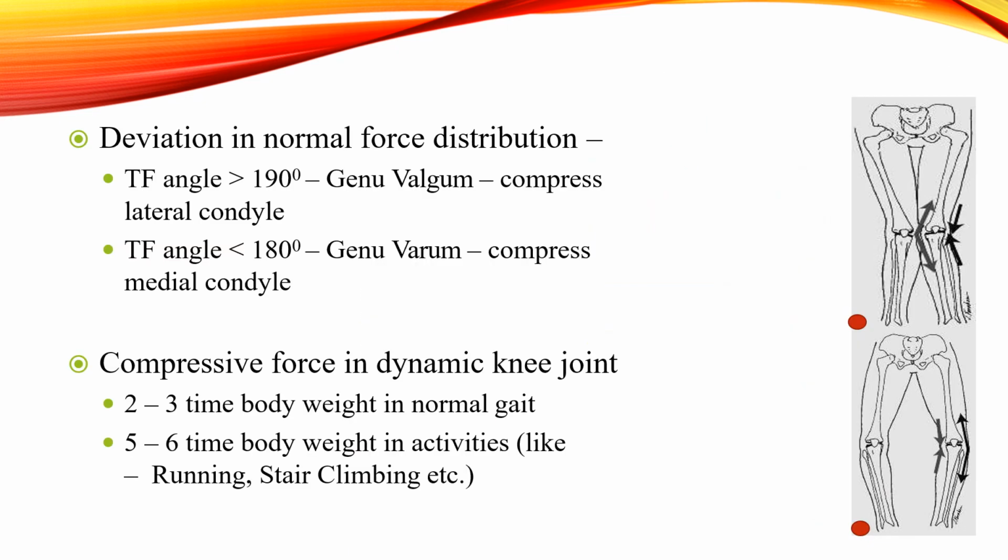So what happens when there is a deviation in the normal axis? What happens if your tibio-femoral angle is more than 190 degrees? You will have a genu valgum. If it's 180 degrees or less, it will form a genu varum. And you can see here, it's going inward, so genu valgum, and it's going outward, you can have a genu varum.